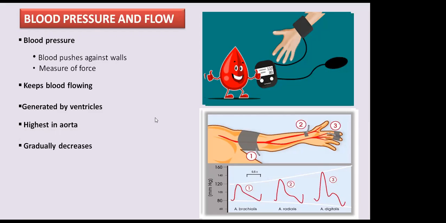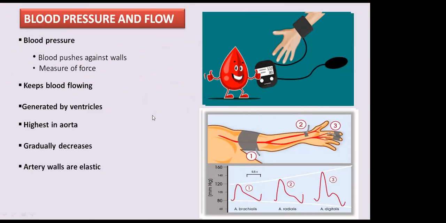Most people believe that normal blood pressure is 120 by 80, where 120 is the systolic pressure and 80 is the diastolic pressure, meaning 120 is caused by ventricles and 80 is caused by auricles. That is not the case. Both 120 by 80 pressure is generated by ventricles only.